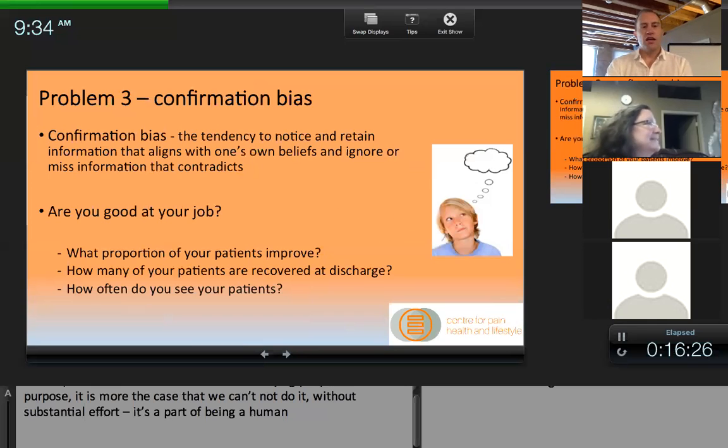Okay? Again, the important thing to note here is this is not about clinicians or about physios. This is about people. This is the way that people work. Okay, so this is not a flaw in yours or my way that we operate. This is a function of all people. It's part of being a human being.